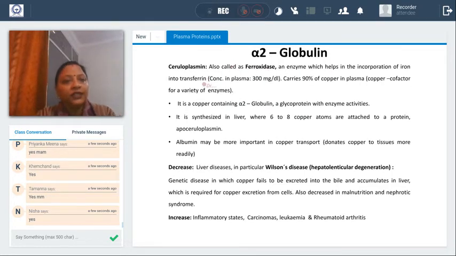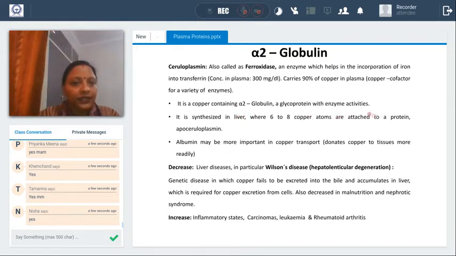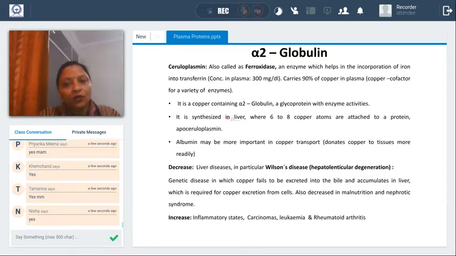Alpha-2 globulins. First example of this alpha-2 globulin is ceruloplasmin, you all know, also called as ferroxidase, an enzyme which helps in the incorporation of iron into transferrin, carries 90% of copper in plasma, copper cofactor for a variety of enzymes. It is a copper containing alpha-2 globulin, a glycoprotein with enzyme activities. It is synthesized in liver where 6 to 8 copper atoms are attached to a protein that is called as apoceruloplasmin. Albumin may be more important in copper transport because it donates copper to tissue more readily. It is decreased in the condition of various liver diseases, in particular Wilson's disease, that is called as hepatolenticular degeneration.